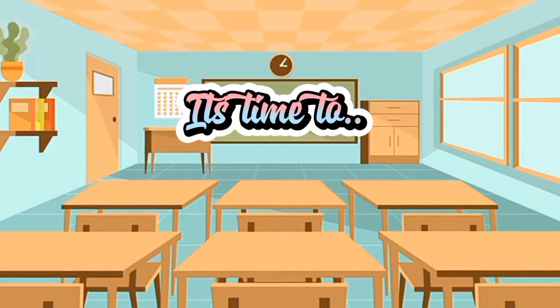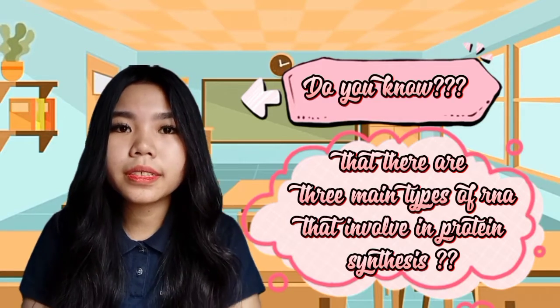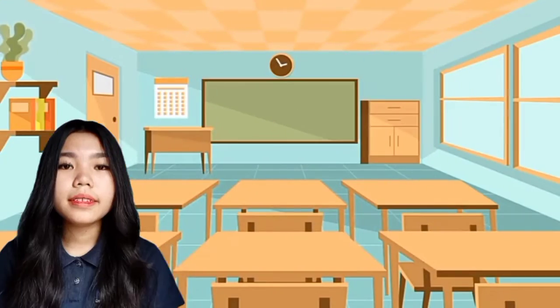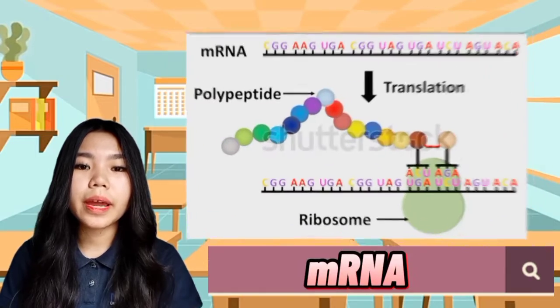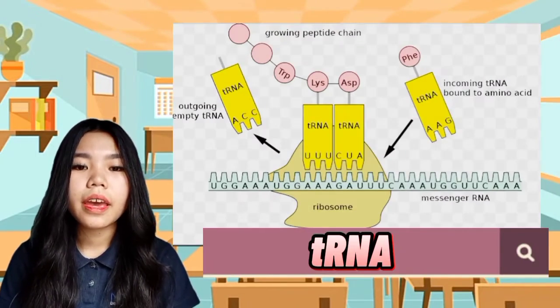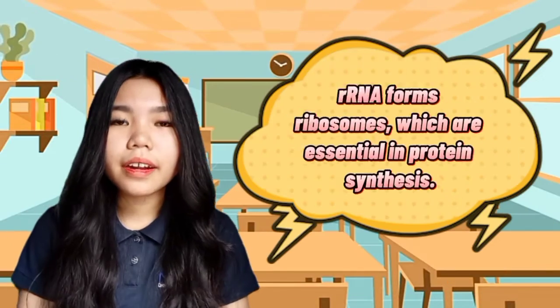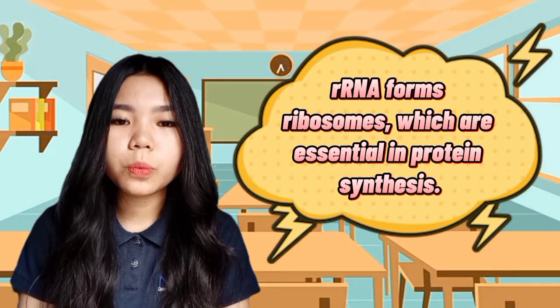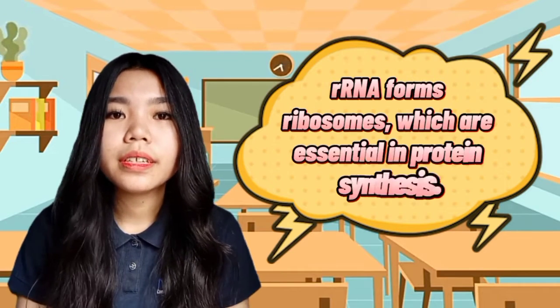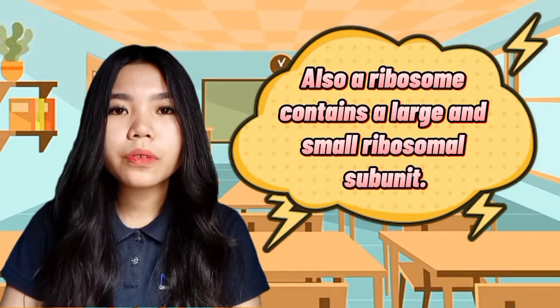And now, it's time for additional knowledge! Do you know there are 3 main types of RNA that are involved in protein synthesis? And they are messenger RNA or mRNA, transfer RNA or tRNA, and ribosomal RNA or rRNA. The rRNA forms ribosomes which are essential in protein synthesis. A ribosome contains a large and small ribosomal subunit.